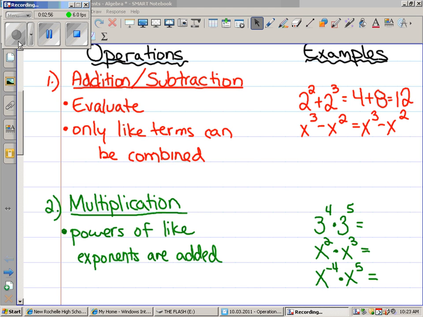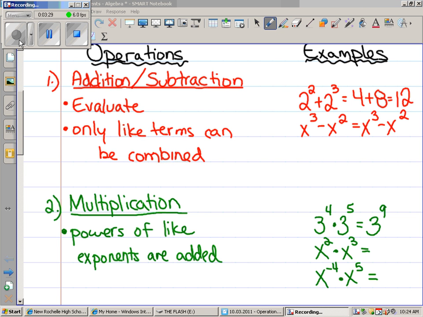Now let's take a look at what happens when you multiply two things that have exponents. Powers of like exponents are added. You know what 3 to the 4th times 3 to the 5th is? You're the man, Eric. Yeah, this is 3 to the 9th. Let's play again one more time.